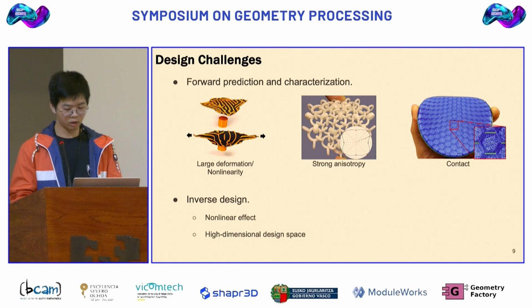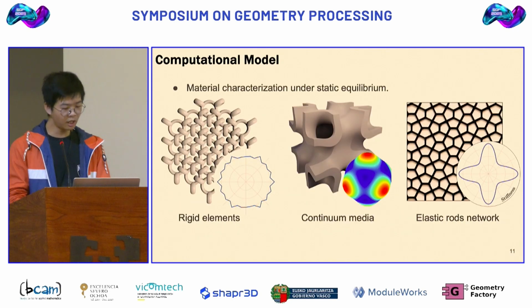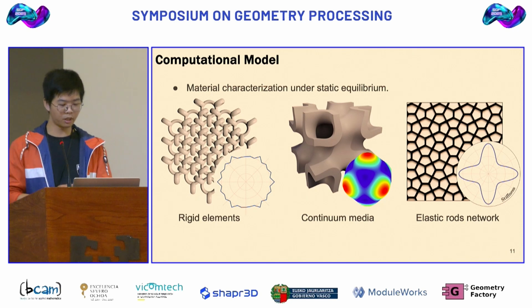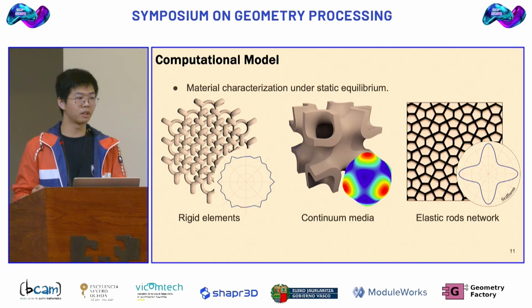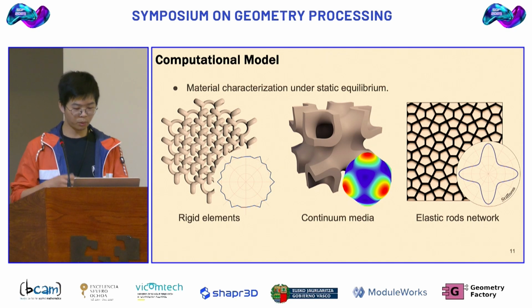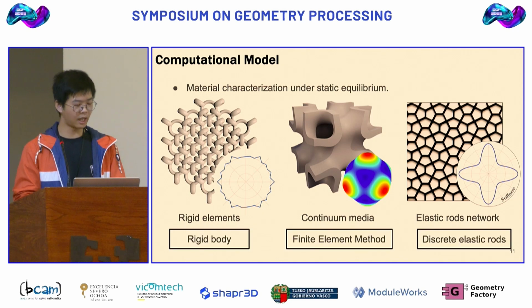And so let's come to our first part, computational model. The metamaterials are composed of different structures, as shown here, such as rigid elements, continuum media, and elastic rods network. And in order to characterize and design these metamaterials, we need to first simulate the static equilibrium under specified boundary conditions to predict the behavior. And so in this course, I will briefly cover rigid body, finite elements, and discrete elastic rods.